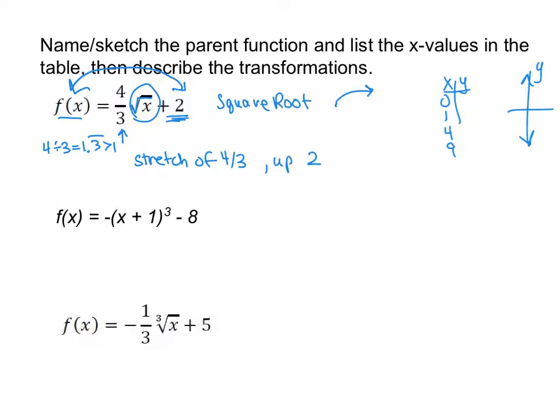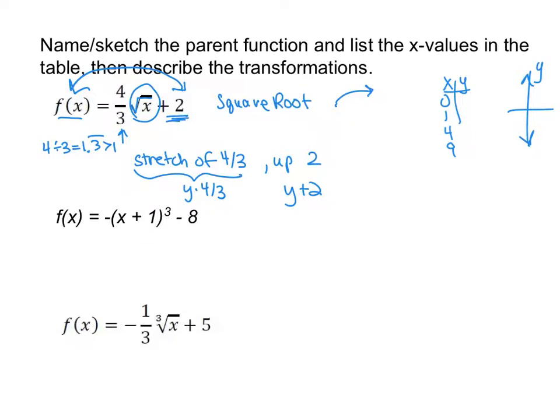Now that's the first thing you're going to do. The second thing you're going to do is tell me how mathematically this works. So a stretch of 4/3, we know that that also affects the y. So it's just taking y times 4/3. The up 2 also affects the y. It's going to be y plus 2. All right, so what I'm looking for on all the problems is just that. You're going to tell me verbally what would happen, and then you're also going to tell me mathematically how you would get that.